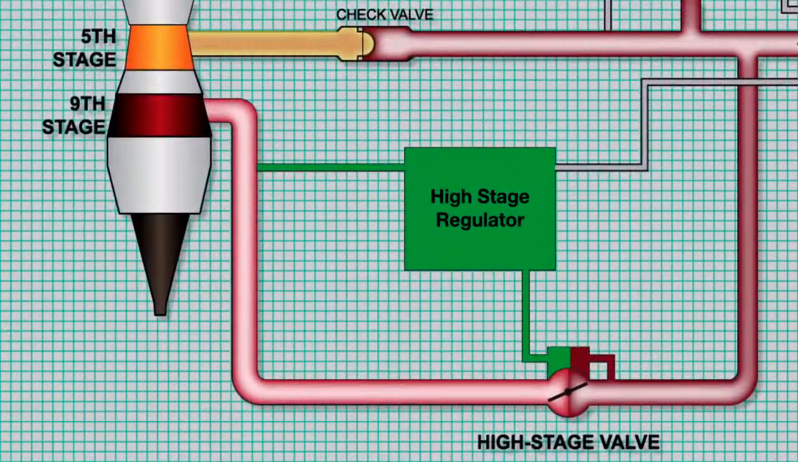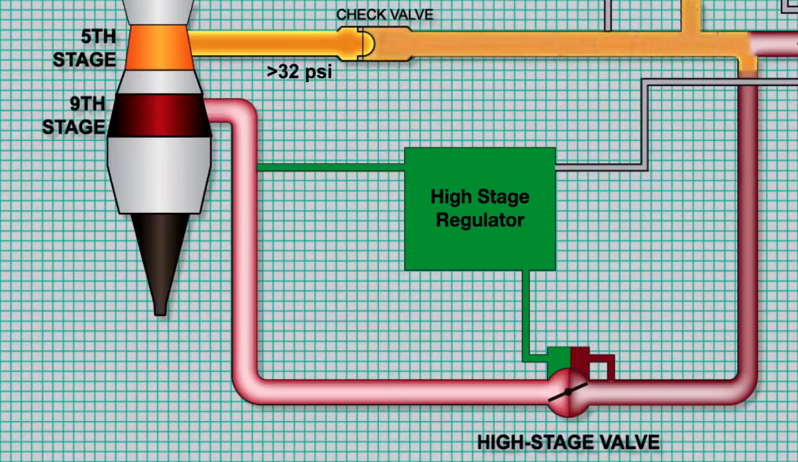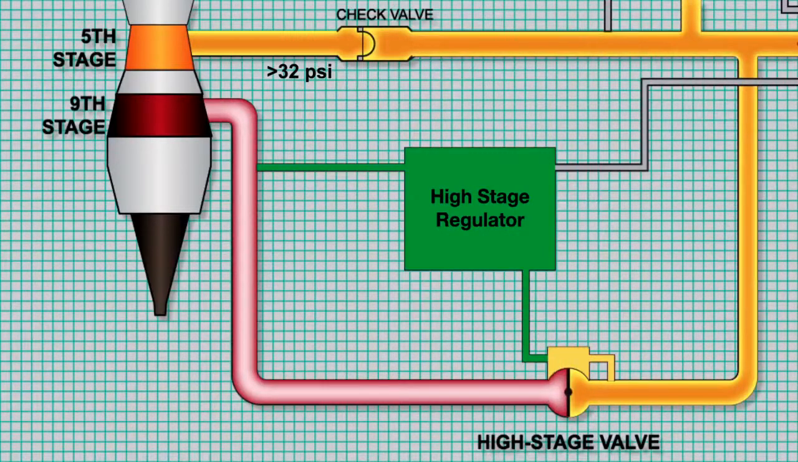As engine speed increases, fifth stage pressure will increase. When the fifth stage pressure reaches 32 psi, it will overcome the check valve and flow into the duct. This will cause duct pressure to increase beyond the ninth stage regulated pressure of 32 psi, causing the HSV to close. The bleed air system is now operating using fifth stage air. Note that the check valve prevents reverse flow into the fifth stage when duct pressure is higher than fifth stage pressure.